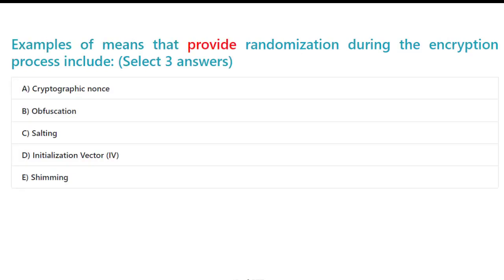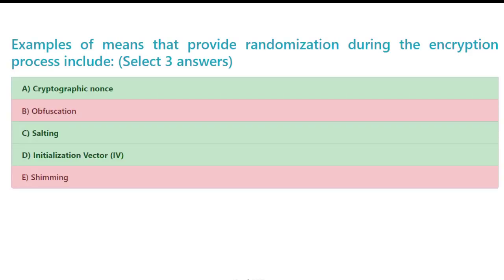Examples of means that provide randomization during the encryption process include, select three answers. A. Cryptographic nonce. B. Obfuscation. C. Salting. D. Initialization vector, IV. E. Shimming. The correct answers are A. Cryptographic nonce. C. Salting. D. Initialization vector, IV.